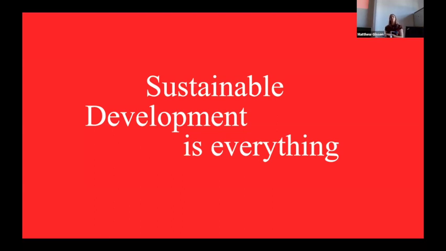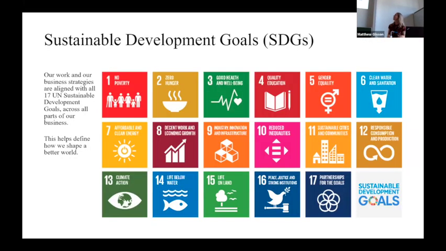We are helped by the fact that we're a company that doesn't have shareholders. We're owned by the employees. And so we have a bit more autonomy maybe than some companies. Prior to making that commitment, we had already made a commitment to contribute meaningfully towards the Sustainable Development Goals.